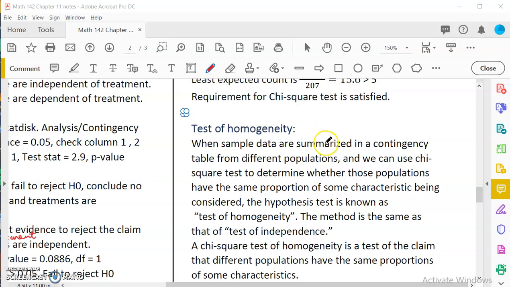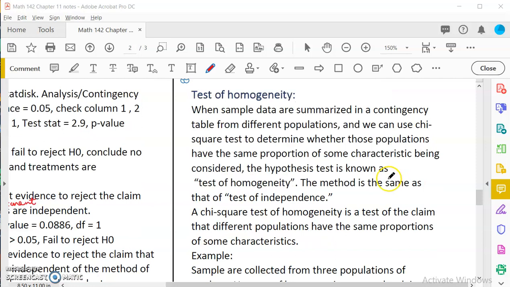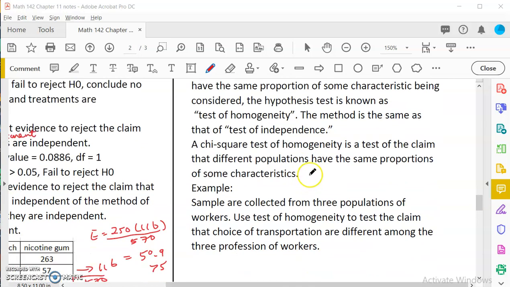If you have sample data summarized in a contingency table from different populations showing a different proportion of a category or different count of a different category, we can also use chi-square test to determine whether these populations have the same proportion of some characteristic being considered. This is called test of homogeneity. That means we're testing if their proportion of a category are all the same in the classification of a particular categorical variable.